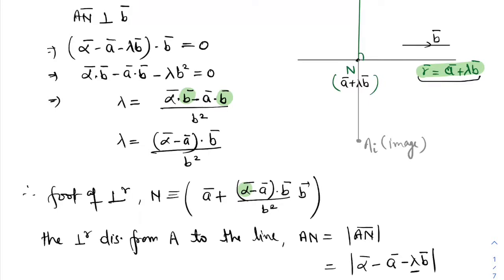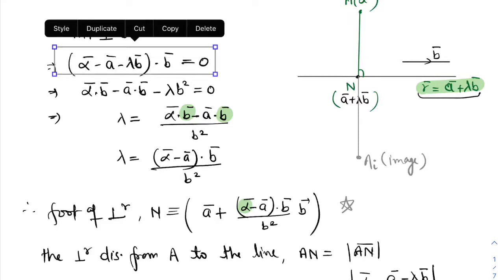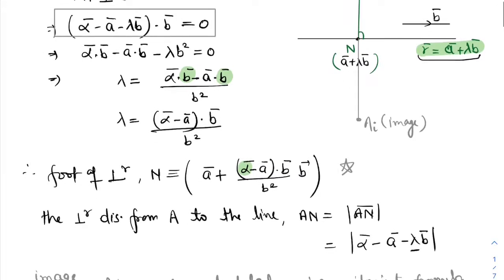The next thing I will suggest is that you must not memorize this formula. Always remember the process. It will not be easy to memorize this formula, so the process is very simple. Just consider the point N and calculate lambda by considering the fact that the AN vector is perpendicular to the parallel vector B. Simply you have to take the dot product. Very easily you can calculate lambda and so on.